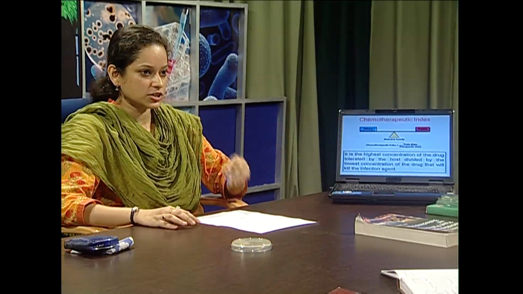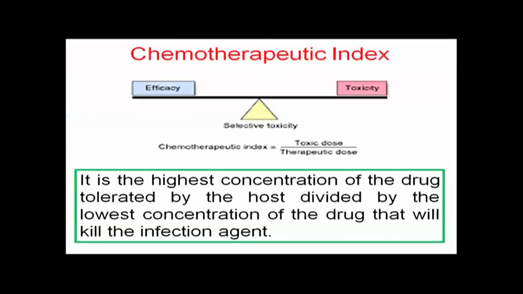Chemotherapeutic index is defined as toxic dose by therapeutic dose. It is generally associated with an antibiotic. It is the highest concentration of the drug that can be tolerated by the host to the lowest concentration of the drug which will kill the infectious agent.